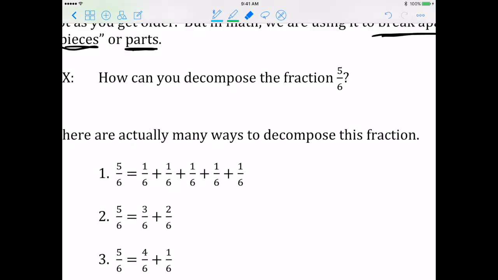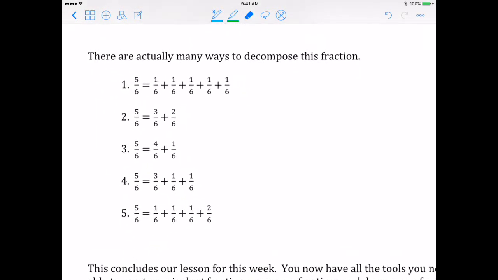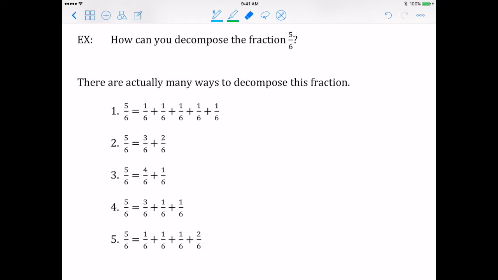All right, next one, number 3, 5/6 equals 4/6 plus 1/6 because 4 plus 1 equals 5. Number 4, 5/6 equals 3/6 plus 1/6 plus 1/6. And finally, 5/6 equals 1/6 plus 1/6 plus 1/6 plus 2/6.